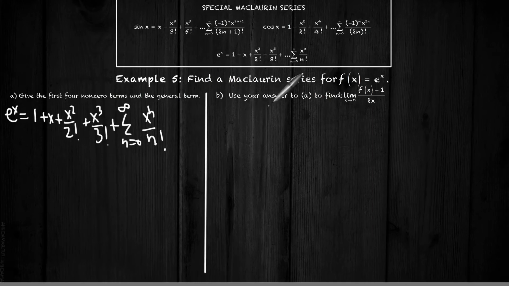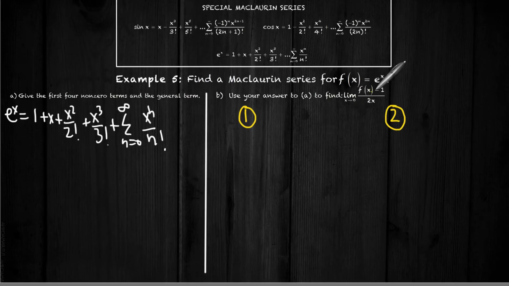Now it wants us to use our answer from part A to find the limit as x approaches 0 of f of x minus 1 over 2x. So here I'm going to essentially say there are 2 different ways to do this particular problem. One is very fast and the other takes a little bit more time. If you recognize this to be a L'Hopital's rule problem, it's very quick.